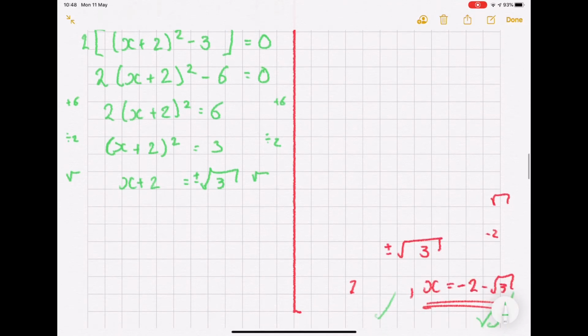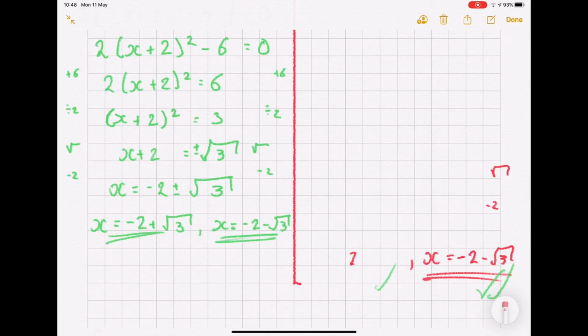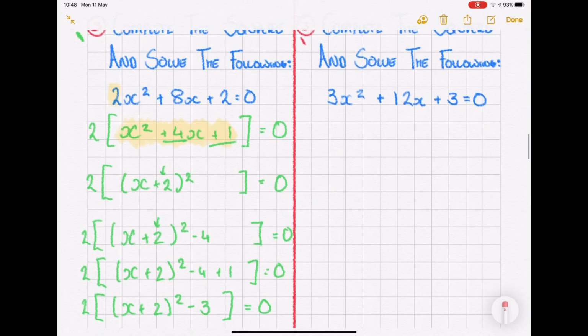Now we're going to subtract 2 from both sides to give us x equals minus 2 plus or minus the square root of 3. What that means is that we have two roots: x equals minus 2 plus root 3, and x equals minus 2 subtract root 3. Those are our two answers. That's how we solve the equation by completing the square when we have a coefficient in front of our x squared.